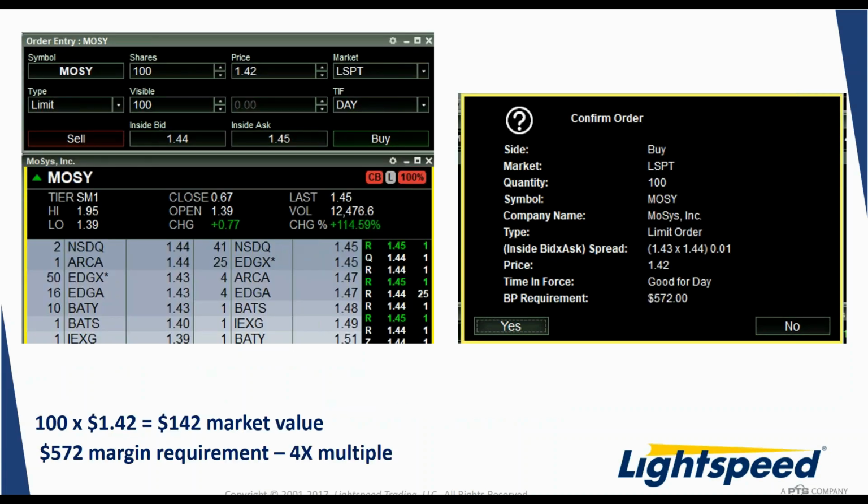Okay, so here's an example of a security that has 100% requirement. I'm buying 100 shares in this example, if you see here.